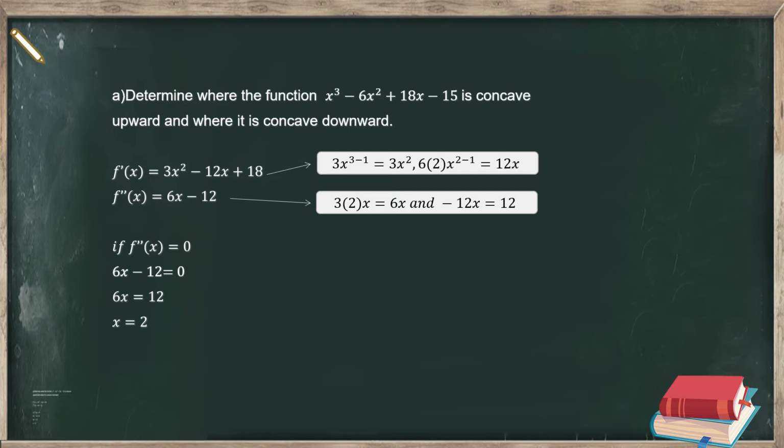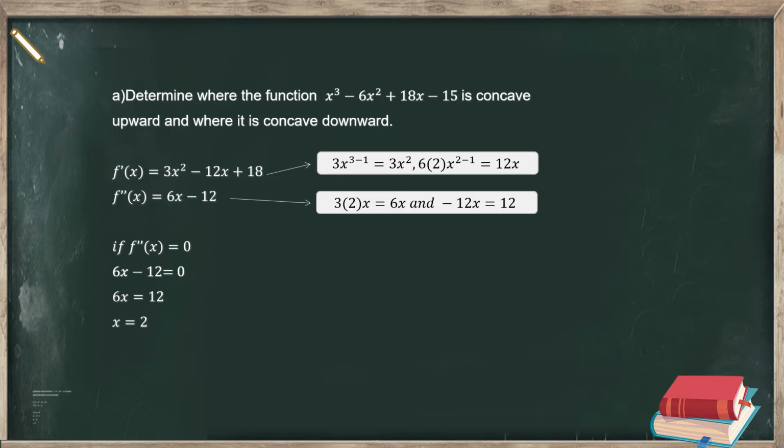So x power of 3 we differentiate, it will be 3x squared, and then negative 6x squared we differentiate, it will be 6 times 2x power of 1, so it will be negative 12x, and then 18x we differentiate, it will be 18 because x power of 1 minus 1 will be x power of 0. Anything power of 0 will be 1. So 18 times 1 will be 18. Negative 15 will be 0.